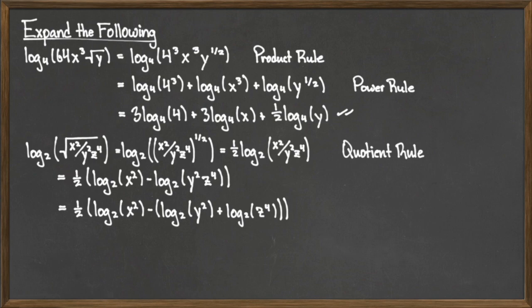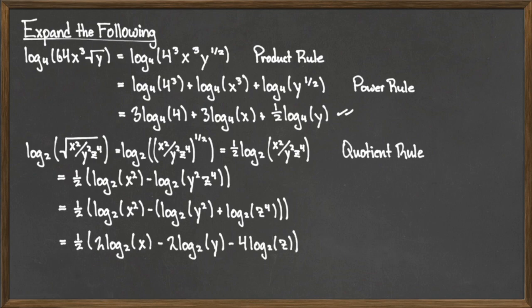But now that I no longer have any products or quotients inside my logs, I can use the power rule to bring everything down and out front. This gives me 1/2 times 2 log base 2 of x minus 2 log base 2 of y minus 4 log base 2 of z. Now I can finally distribute that 1/2 that's been lingering out front to get the final expression of log base 2 of x minus log base 2 of y minus 2 log base 2 of z, and we're done.